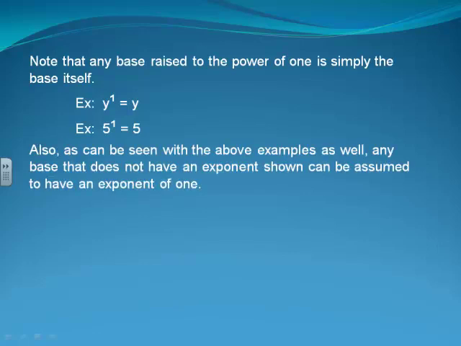Also, as can be seen with the above examples as well, any base that does not have an exponent shown can be assumed to have an exponent of 1. And so working backwards, if you had an expression that just had a y written, you'd have to recognize that the understood exponent was 1. And again, y equals y to the first. 5 equals 5 to the first if you really need an exponent in order to do whatever the problem is asking you to do.